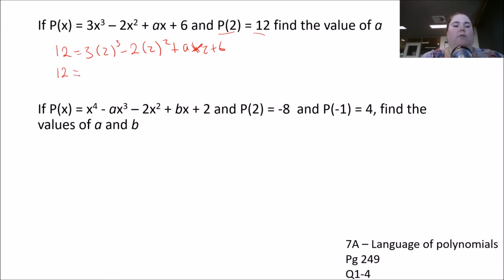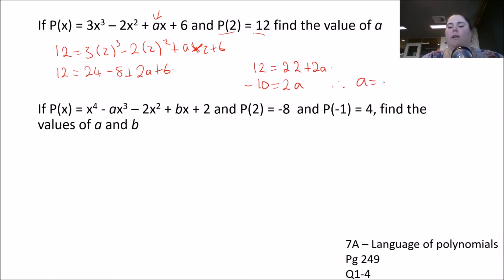Then I can simplify my maths, so 8, 16, 24. We're doing this because there's an algebraic term in our polynomial. I don't know what that a is, so I want to solve out for it. So that equals 22. So I can figure out that a equals negative 5.